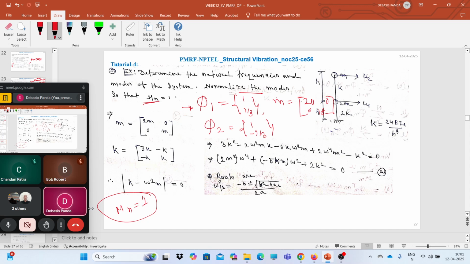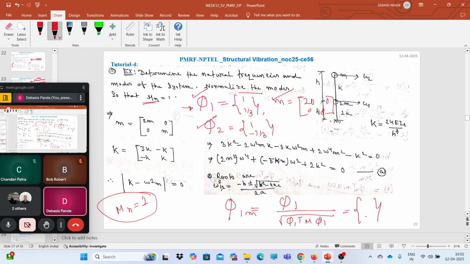Nandalal, what are they asking for? They are asking for the mass normalization, right? So how can we do it? If phi 1 is given, phi 2 is given, if M is given, what do we need to do to normalize our phi 1? Phi 1 divided by the square root of phi 1 transpose M phi 1. You will get the mass normalized mode shape.